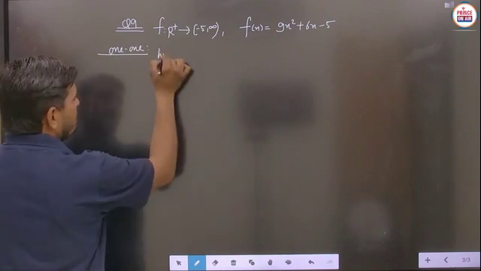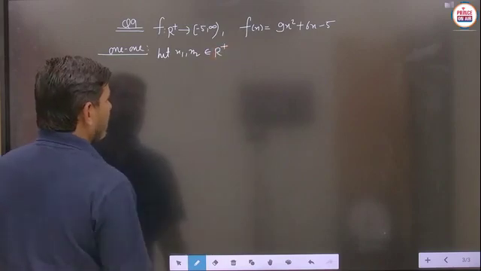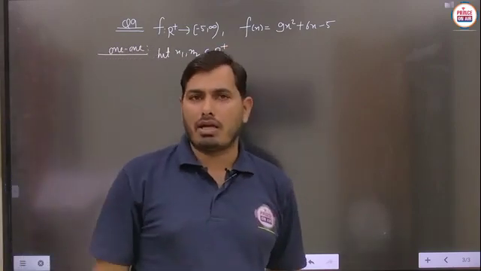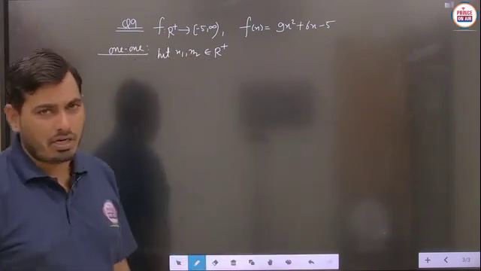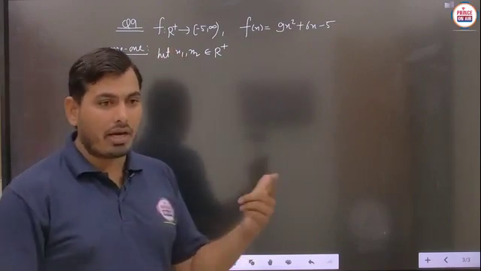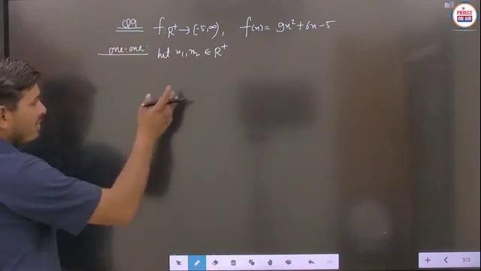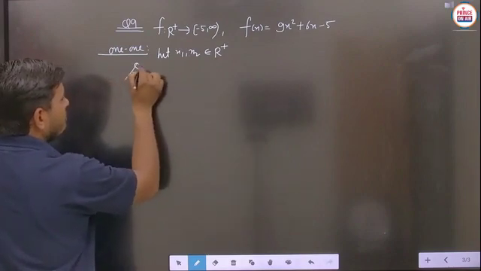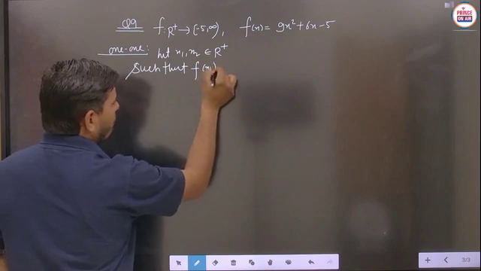So let x1, x2 belong to R positive. Here R positive means the set of all non-negative real numbers, so you can say that 0 is also included here. Generally 0 is not included, but here R positive is the set of all non-negative real numbers, which is why we are including 0. So x1, x2 belong to R positive such that f of x1 equals f of x2.